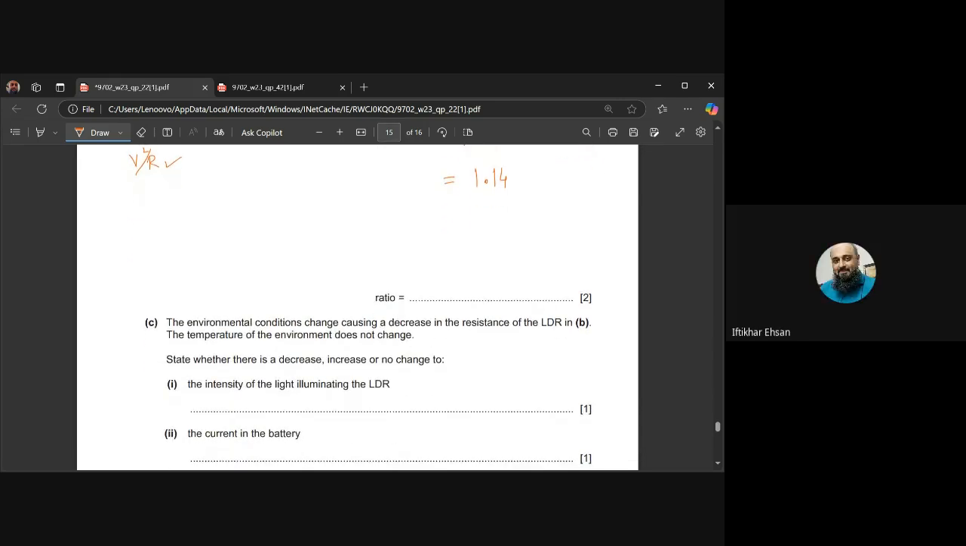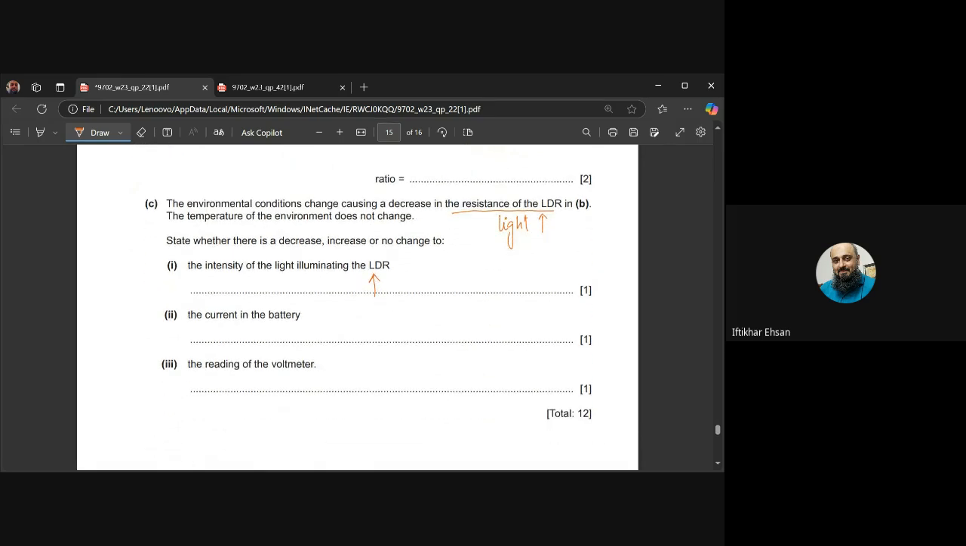Okay, next part. The environmental conditions change, causing a decrease in resistance of the LDR. Beta, LDR resistance is inversely proportional to light. So when LDR resistance decreases, it means light has increased. If there were clouds, they were scattered away, or if it was evening, now it's morning. The temperature environment doesn't change. State whether there is a decrease, increase, or no change to the intensity of light: so light increases.